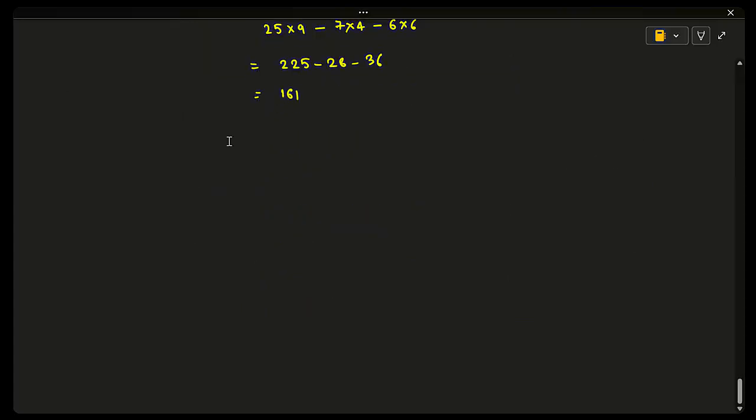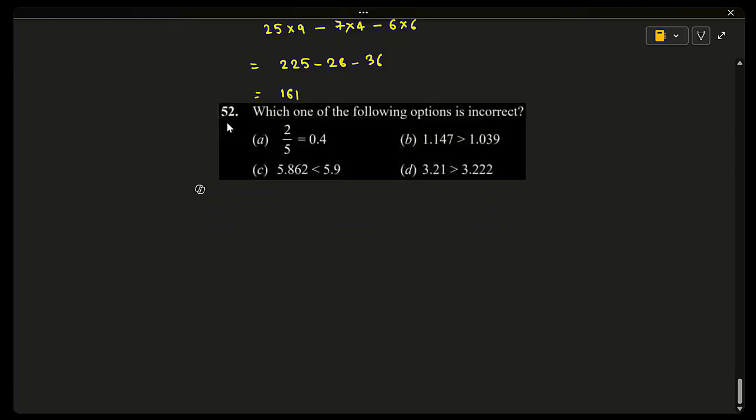Second one. Which one of the following options is incorrect? So we want the incorrect, wrong option. 2 by 5, let us try to convert to decimal form. So 5 we can make it as 10 by multiplying by 2, numerator and denominator, we get 4 by 10, which is nothing but 0.4. Yes, this is correct. Option B.